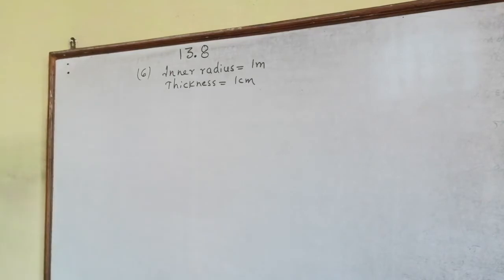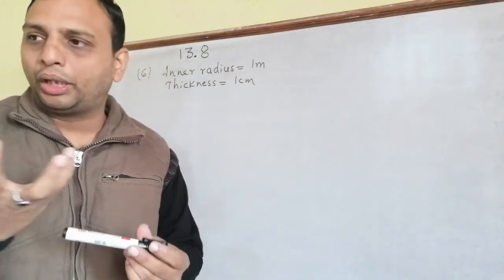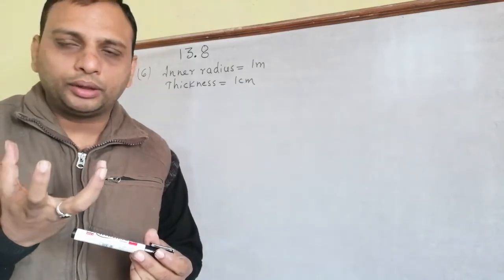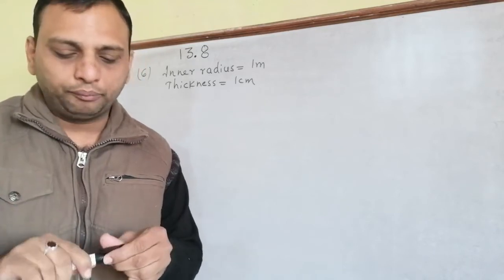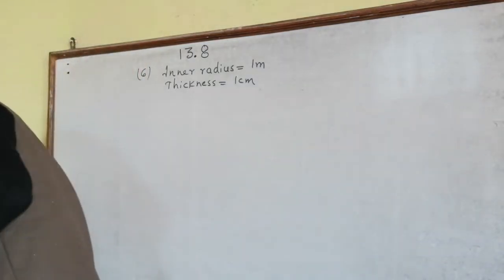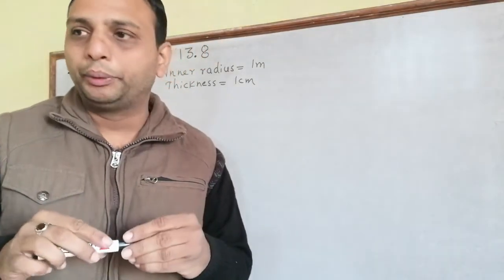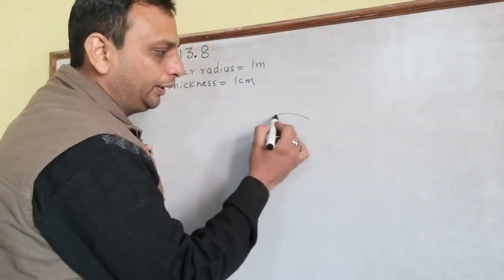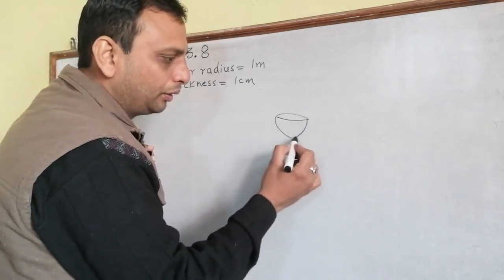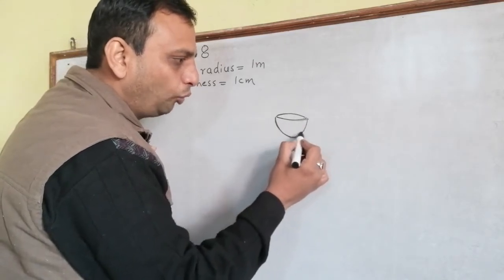Now in this question, I already told this type of question in the previous chapter. There is a hemispherical ball, and that ball is made up of iron, and we have to find the volume of the iron used to make that tank. That tank is in the shape of a hemisphere. So we will consider that this is the bowl in the shape of a hemisphere, made up of iron, and this part we have to find the volume of.